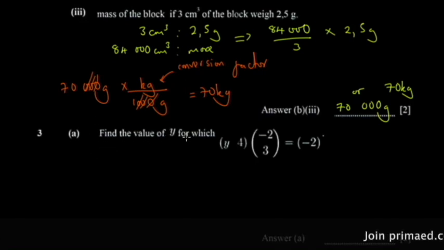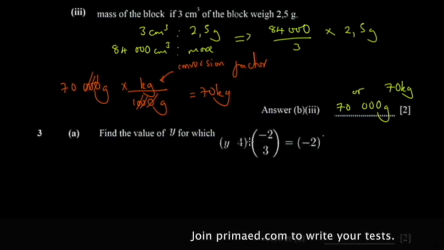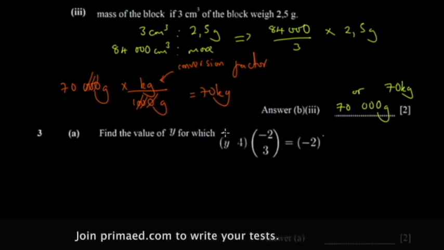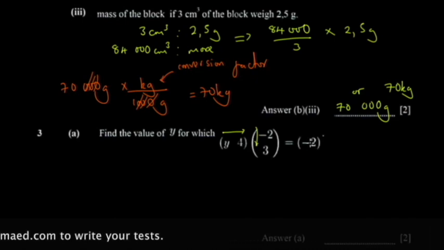So here, find the value of y for which this is equal to this. Okay, so this is matrix multiplication. So here we say row by column, so we're going to say this row by this column here. And it's not surprising that we have this. Why? Because our matrix here, it's how many rows? It's one row. By how many columns? Two columns. This one, it's how many rows? It's two rows. By how many columns? One column.